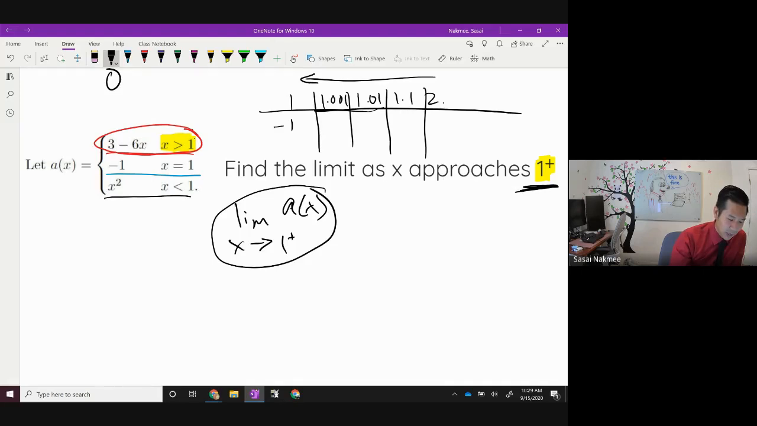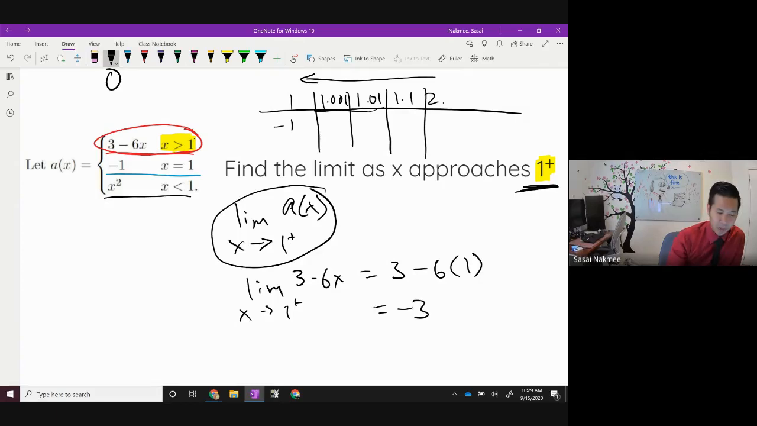And it looks like it's going to be approaching the limit as x approaches 1 from the positive side. It's approaching 3 minus 6x. And this right here is going to be equal to 3 minus 6 times 1, because I'm just plugging in that value to see what it gets. And it comes out to be -3.